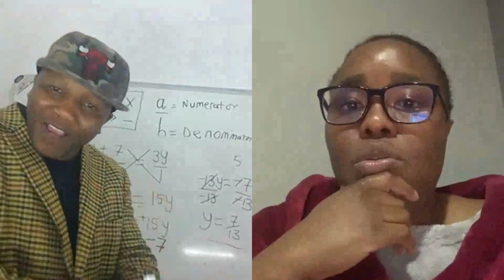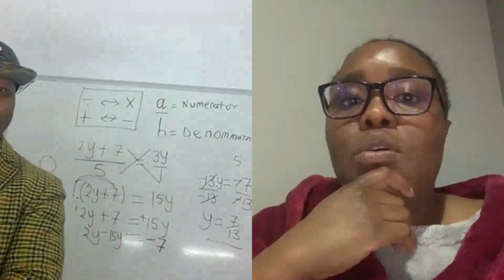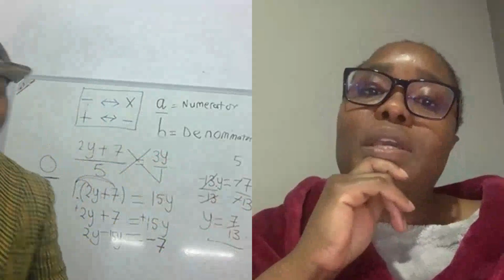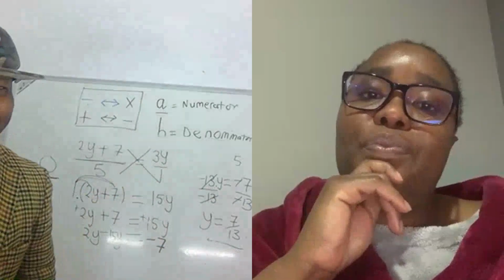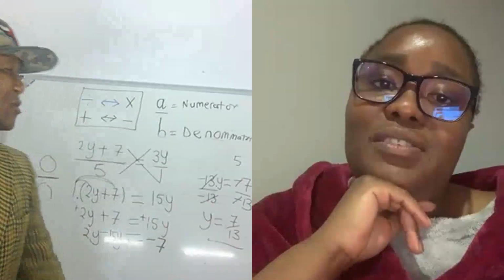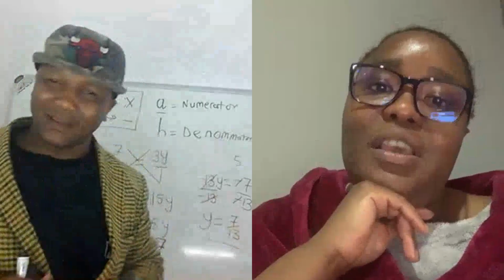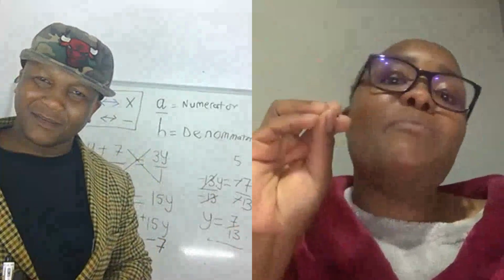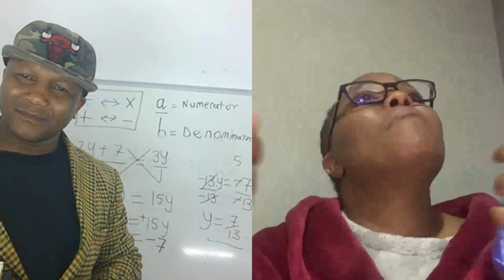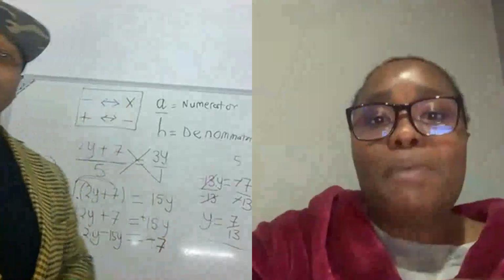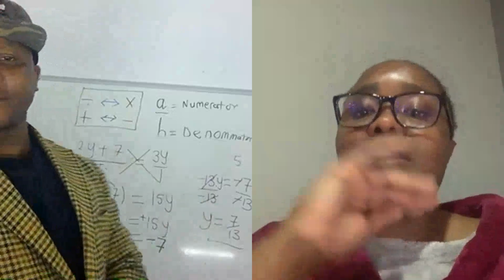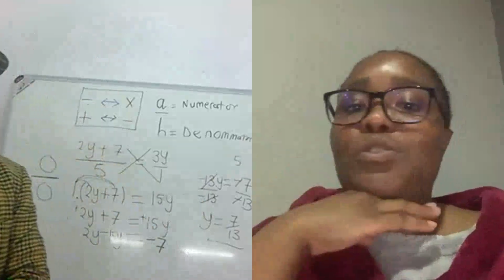Since it's a proper fraction, do we have to do something or do we leave it how it is? We don't have to do anything. The time we need to do something is when it's an improper fraction, so that you can make it proper. That one is fine. It's correct. You don't have to do anything.